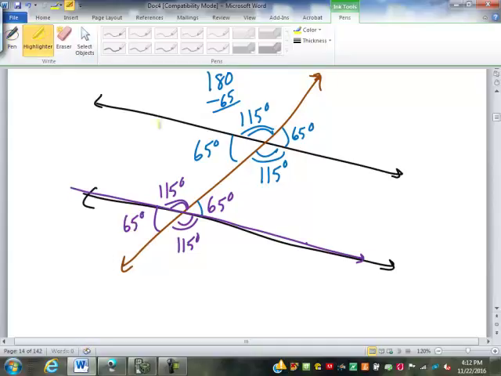So when you have parallel lines that are cut by a transversal, there are only two angles that are formed. So if you know one of the angles, all of the other angles are either equal to it or supplementary to it. That's all you really need to know. You don't need to memorize the opposite interior, alternate interior, and corresponding exterior, and all that.